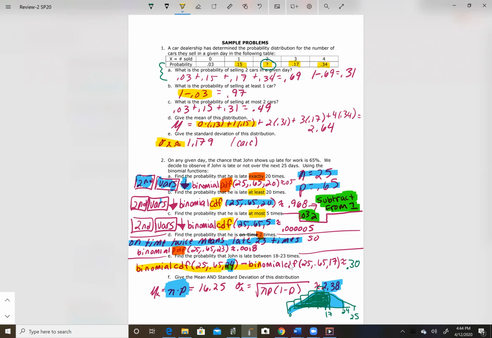The first time I didn't realize you couldn't use the 18 and the 23. You had to use the 24 and the 17. I went over that in the first video, but what I didn't do was change my answer. So the equation is correct, and the answer is going to be approximately 0.30. That was the first one.